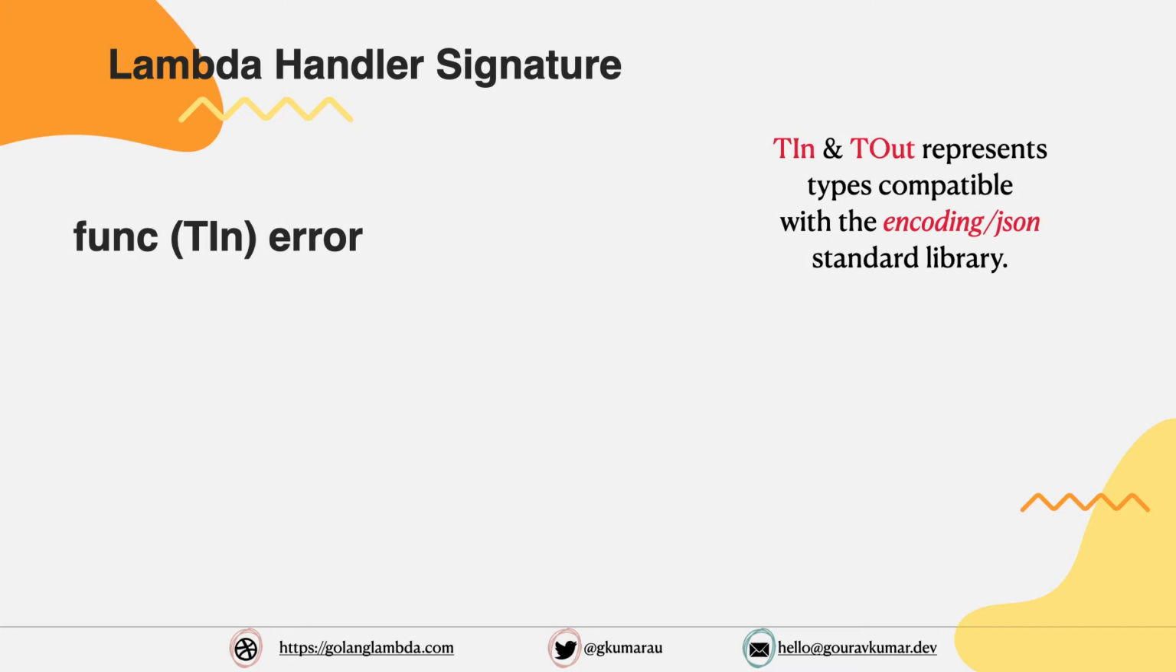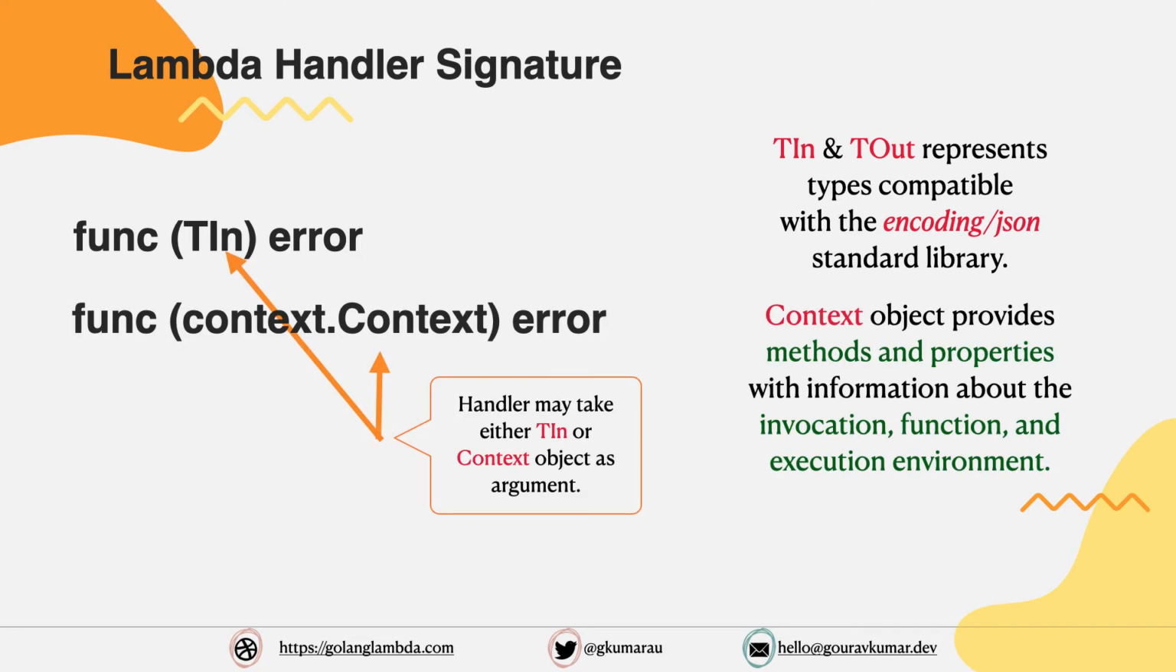Next one is when you want the handler function to take an input type. Again, the input type must be compatible with the encoding JSON library. But if there is only one input argument, it could be either a custom type or a context object. Context object provides methods and properties with the information about the Lambda invocation and execution environment. Again, you will use these in future lectures, so don't worry about it.